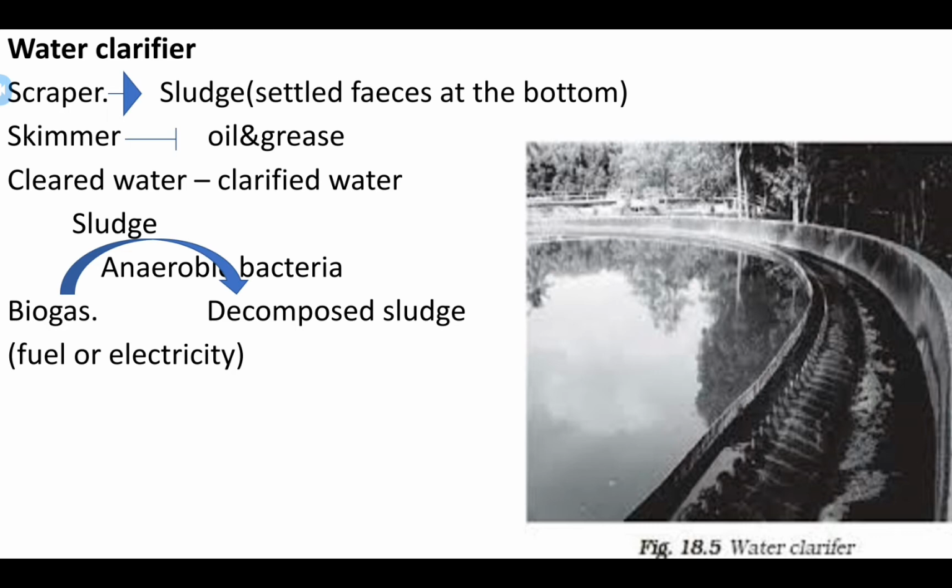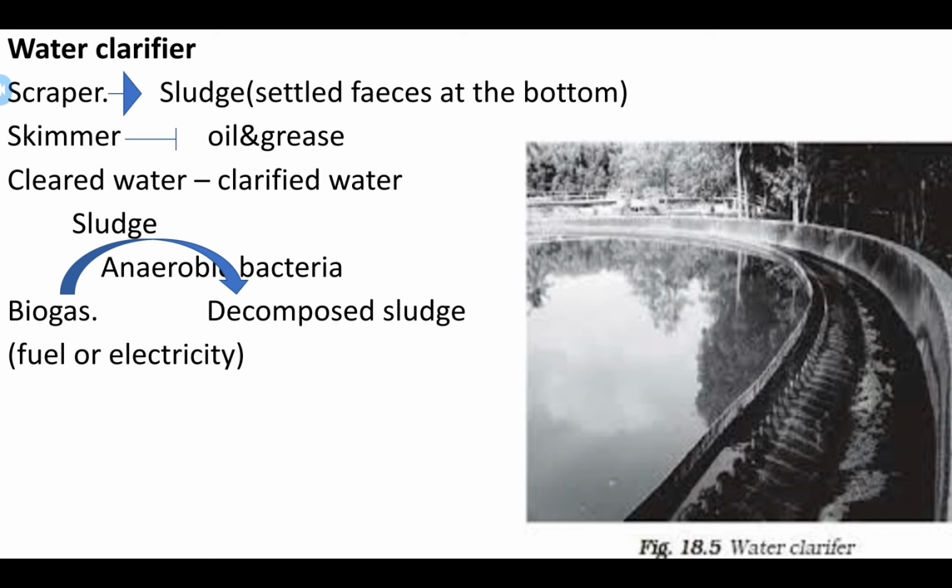Then this water is allowed to settle in a large tank. What is the name of that large tank? The clarifier, which is sloped towards the middle. By allowing the water to slope towards the middle, solids like feces mainly settle at the bottom and are removed with a scraper. So what is the function of the scraper? The scraper removes solids like feces. What can we call that solid feces? Sludge. Where does it settle? The settled feces is at the bottom.